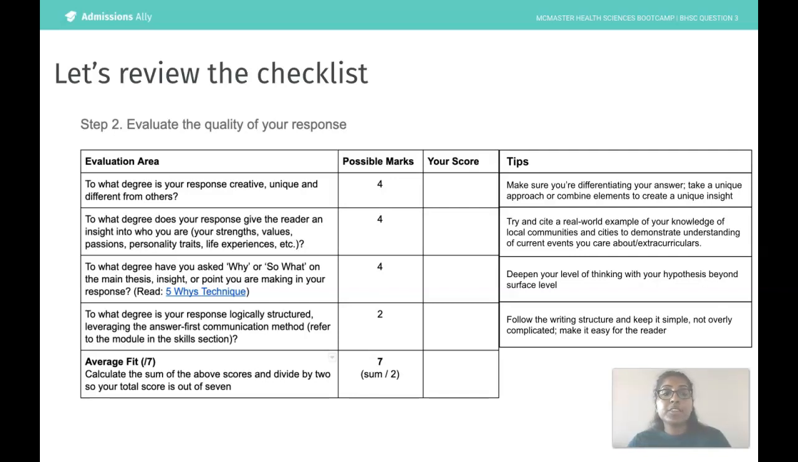The third thing is we're looking at the degree of, when you've asked the why, the so what in your main thesis. This all stems from that logic tree. So have you deepened your level of thinking of the hypothesis beyond just the surface level? Have you asked the whys enough to get to the root of your answer? And the last one is we want to really focus that your answer is logically structured, leveraging an answer-first communication method. So we want you to follow the template that we have, and make sure that your writing is simple, not overly complicated, making sure it's easier to read for the reader.